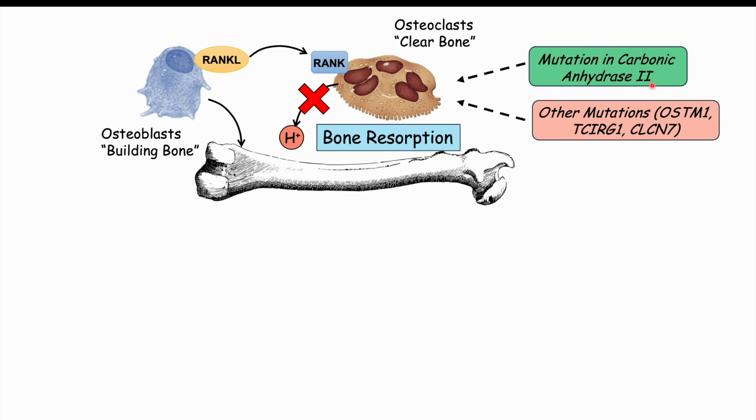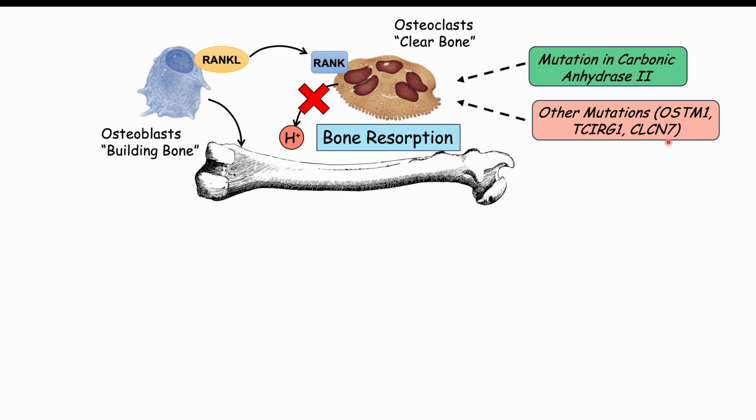osteopetrosis. Now, some other mutations that can occur include a mutation in the OSTM1 gene. The OSTM1 gene is the osteopetrosis-associated transmembrane protein 1 gene. So this can be something that's mutated and lead to an osteopetrosis condition. Other mutations can occur in genes such as TCIRG1 and CLCN7, which is chloride channel 7. This is actually going to be the second most common mutation in osteopetrosis, and it's the mutation that occurs in type 2 adult onset osteopetrosis.